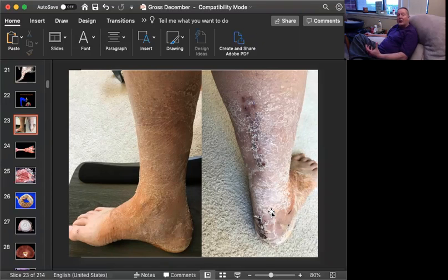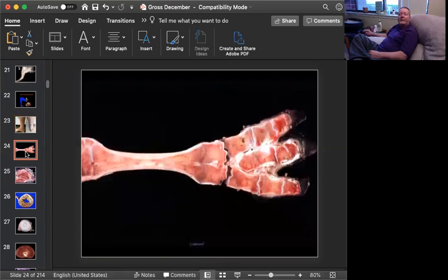So, are you ready to start the real Gross Path Challenge? Okay, let's begin. Question number 1 is tissue from a calf.